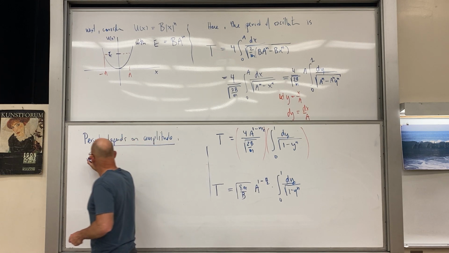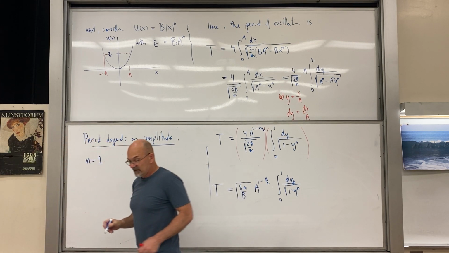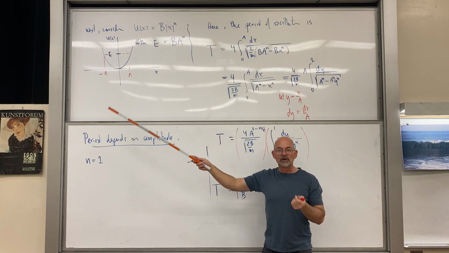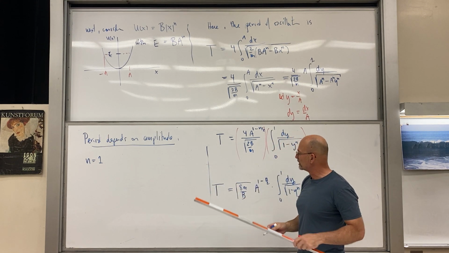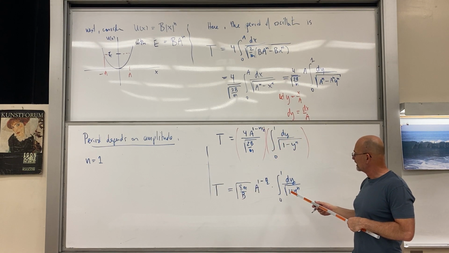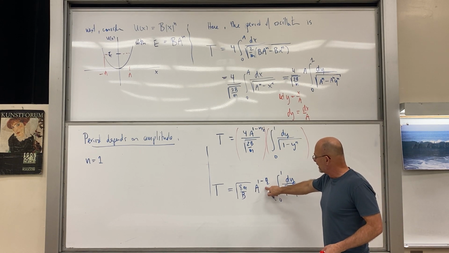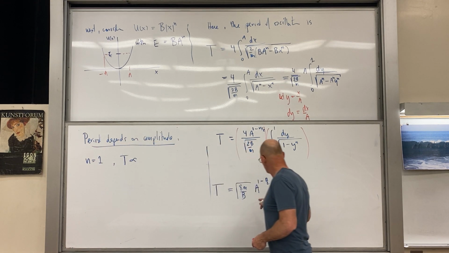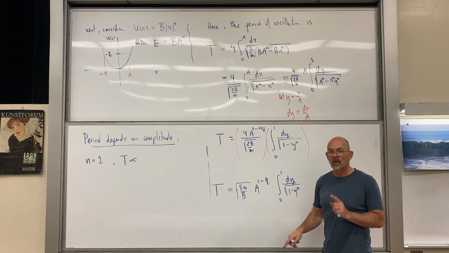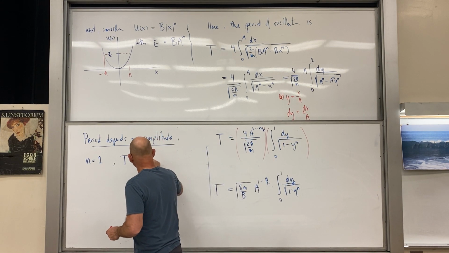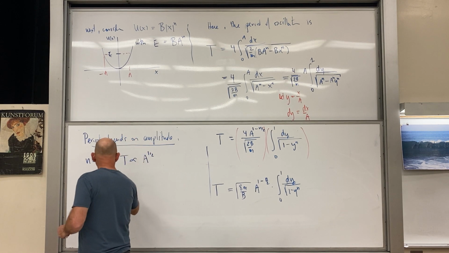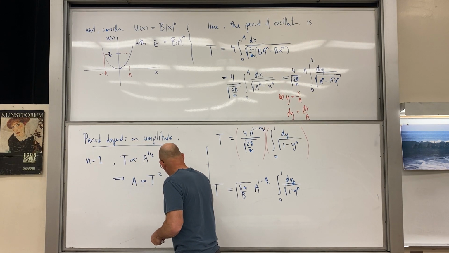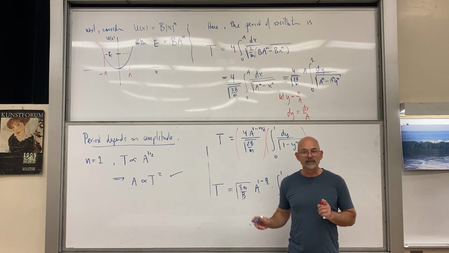N equals 1. That's essentially a straight line up there, and if you just took 1/2 of that, you would be looking at the free fall. Okay. N equals 1, we're looking at free fall. So for the case of n equals 1, what do we have here? Period is proportional to amplitude to the 1 minus 1/2, to the 1/2 power. Amplitude to the 1/2 power. That means that this amplitude is proportional to t squared. And, you know, we know that from our distance times squared law.